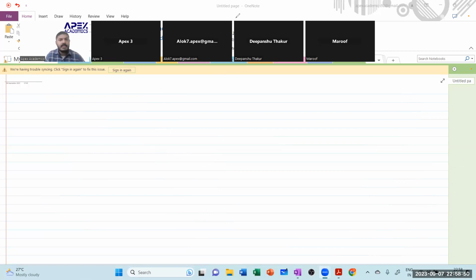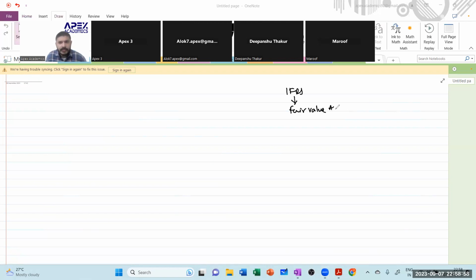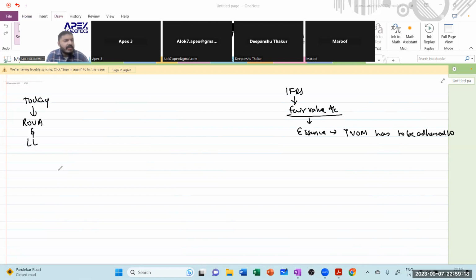Now see what happens is, whenever we speak about IFRS, it does fair value accounting. Fair value accounting has an essence. The essence of fair value accounting is that time value of money has to be adhered to. What is the meaning of time value of money? Today, I have to recognize a right of use asset and a lease liability. What is the meaning of that? We'll deal with it later.